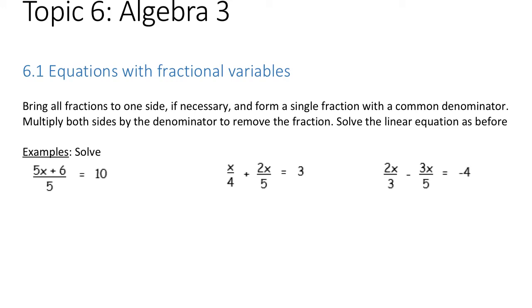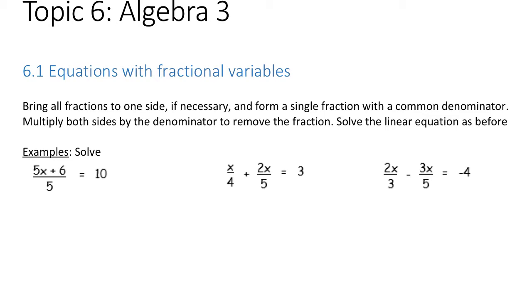Topic 6, Algebra 3, Equations with Fractional Variables. What we need to do in these style of equations is bring all the fractions to one side. If necessary, form a single fraction with a common denominator and then multiply through by that denominator to remove the fraction. Then we solve just like a linear equation as before.